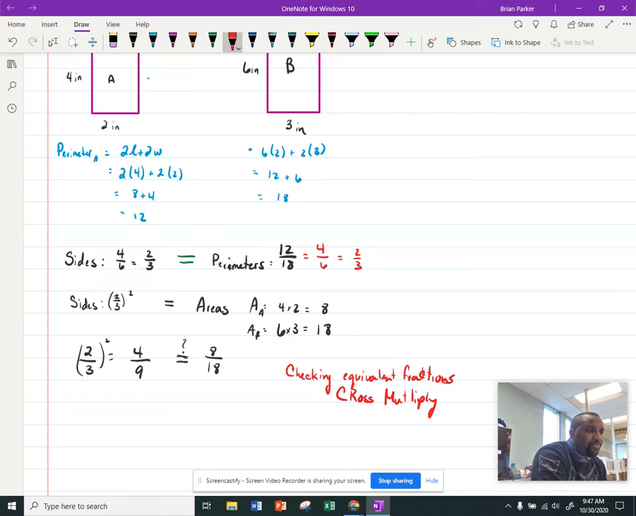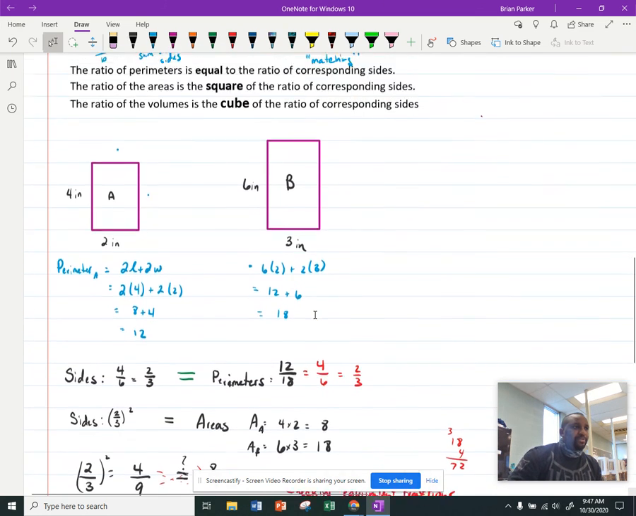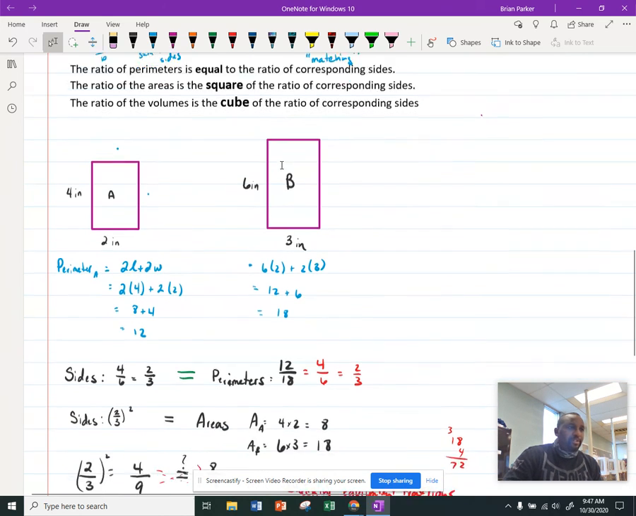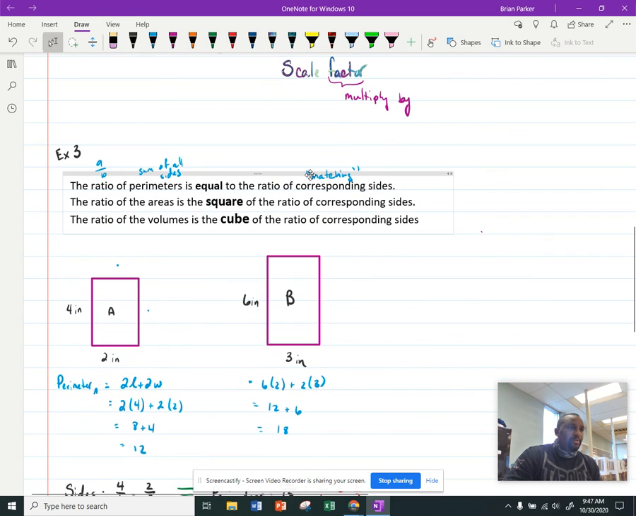So if I were to multiply across here, I would get 72. And if I were to multiply across here, 18 times 4, that's also 72. So we know that this is equal to this. All right. So that's what they mean when they say, let's read it: the ratio of the areas is the square of the ratio of the sides. Right? And then for volume, the ratio of the volumes is the cube of the ratio of the corresponding sides. All right, the cube of it. So it just basically goes up from there.